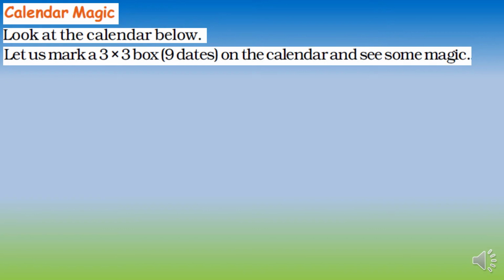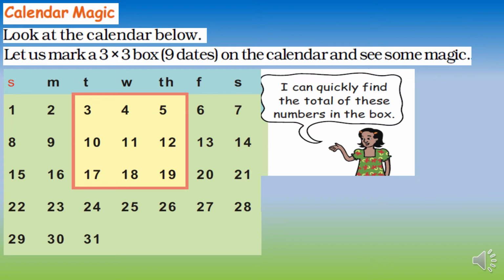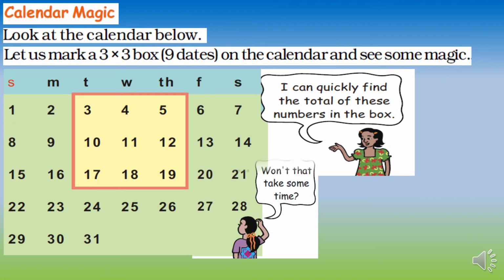Calendar magic. Look at the calendar below. Let us mark 3 into 3 box, 9 dates on the calendar, and see some magic. Here you can see 3, 4, 5, 10, 11, 12, 17, 18 and 19 marked in a box. A girl is telling that she can quickly find the total of these numbers in the box: 3 plus 4 plus 5, 10 plus 11 plus 12, 17 plus 18 plus 19. The girl can find the total of these 9 numbers quickly.